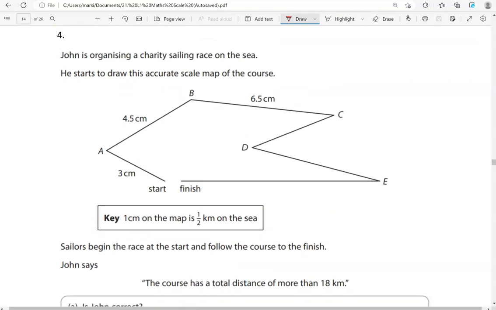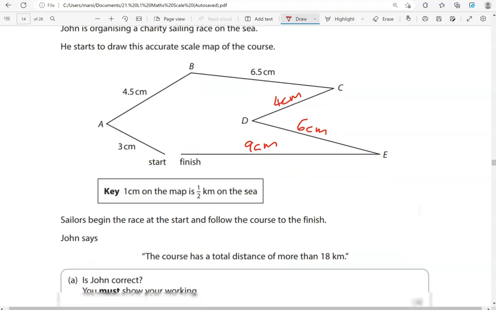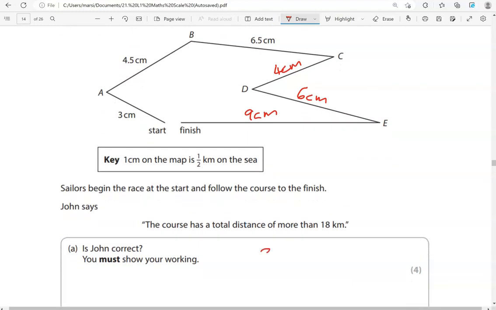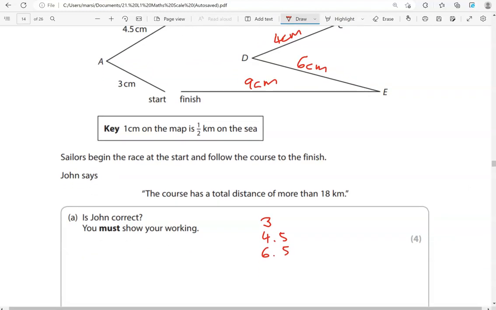So the first step would be to use a ruler to measure these. So we'll add all of the distances from start to A, B, C, D, E, and then finish. So we've got 3 centimeters and 4.5, 6.5, 4 and 6, which is 10, and the 9, that's 19.